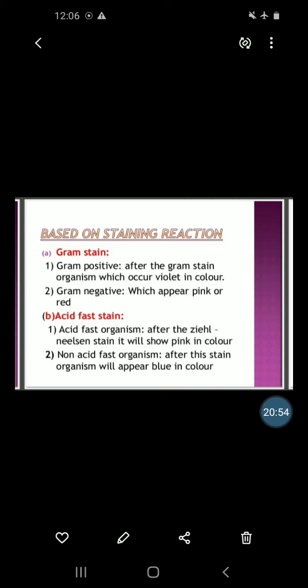Next, acid fast stain. In that, first acid fast organism and second non-acid fast organism.